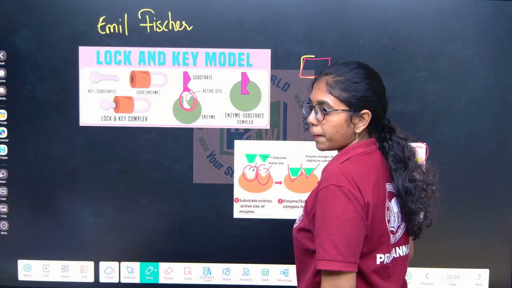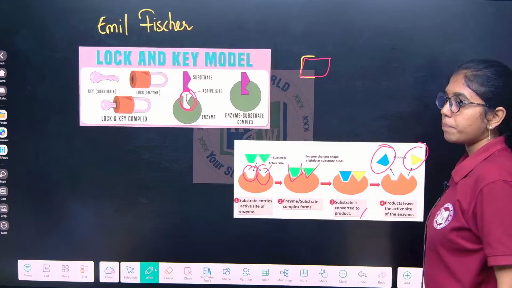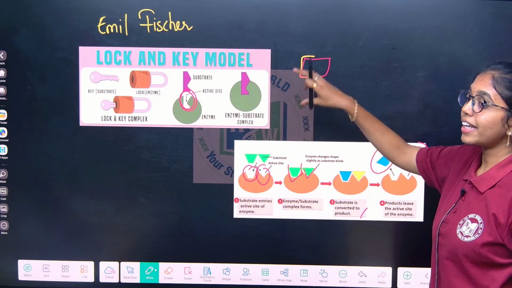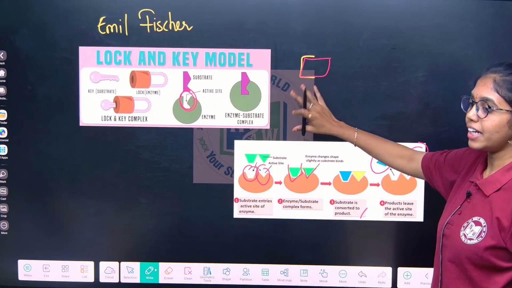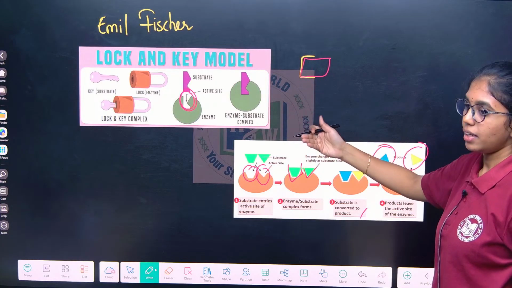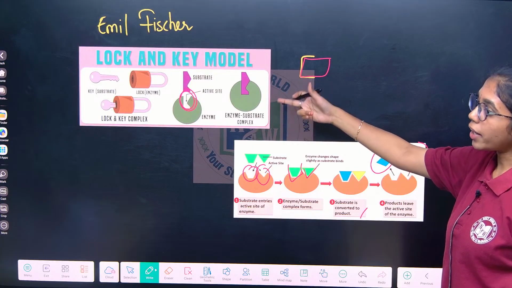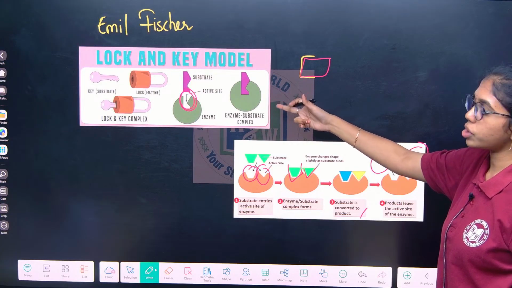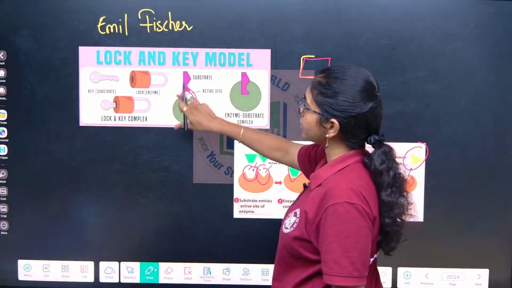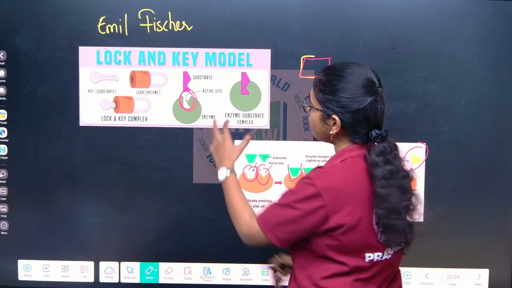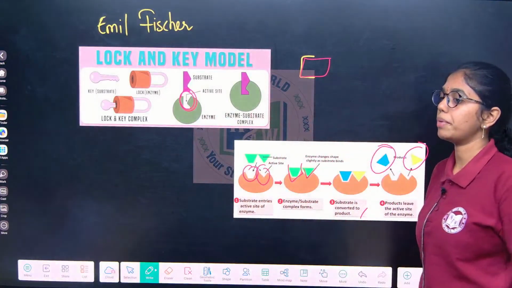He explained one model of explanation, which is the lock and key hypothesis. According to his model, what is his proposition? That the active site of the enzyme is rigid. Just as a key fits into a lock, the substrate fits into the enzyme and the enzyme substrate complex is formed. That is his explanation.